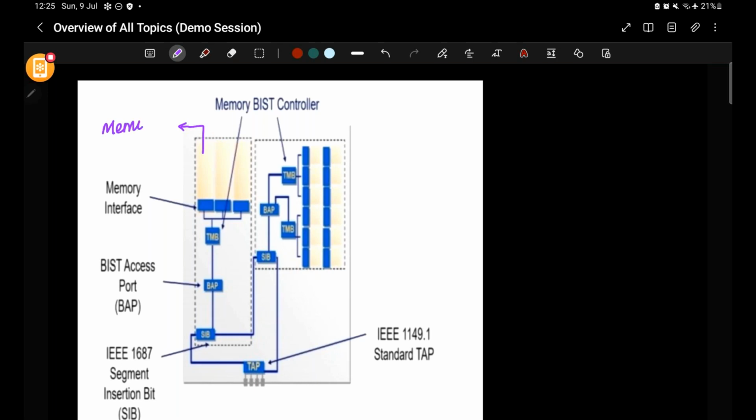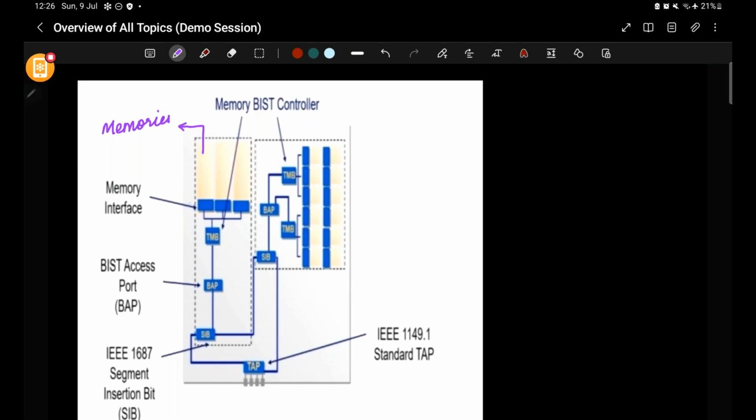These are actually the memories. So now, basically what happens is, in this diagram, there are actually two cores. It is separated by dotted lines. There are two cores, and memories are there in two different cores.